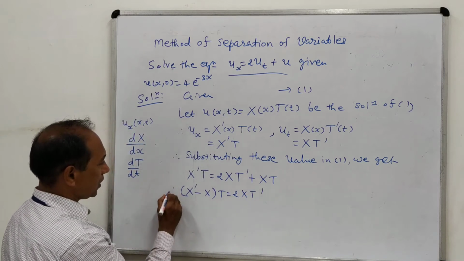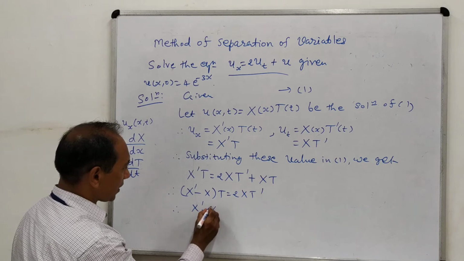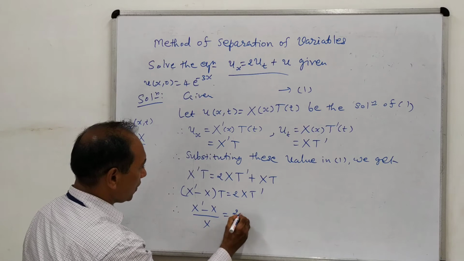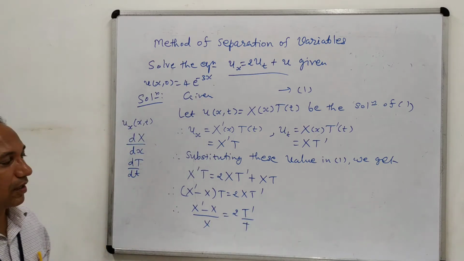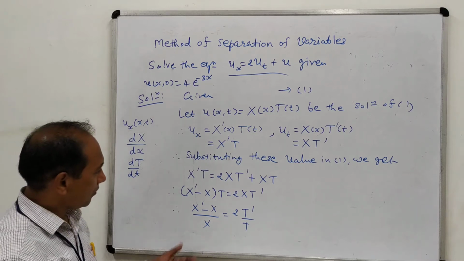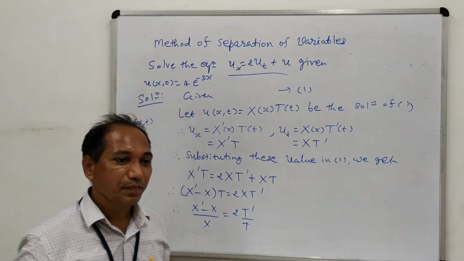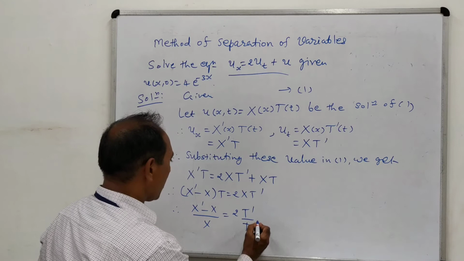Therefore, capital X dash minus capital X upon capital X, this X we take on the denominator, and 2 into T dash upon T, this T we take on the right hand side. And now you can see that this left hand side is completely the function of X and right hand side is completely the function of T. So both are equal.